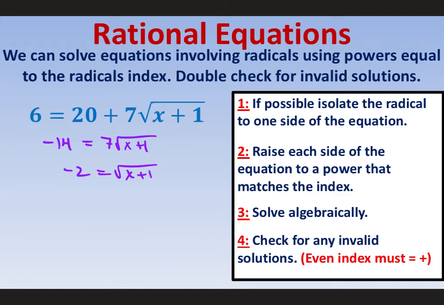I can then undo the square root by squaring both sides. So I'll square and I'll square. Be careful here. Make sure you square the negative 2, so you square the whole thing. Notice how I put parentheses there. And so that's going to become a positive 4 equal to the square root of x plus 1 squared, which is x plus 1. Subtract the 1 over and you get x equals 3.